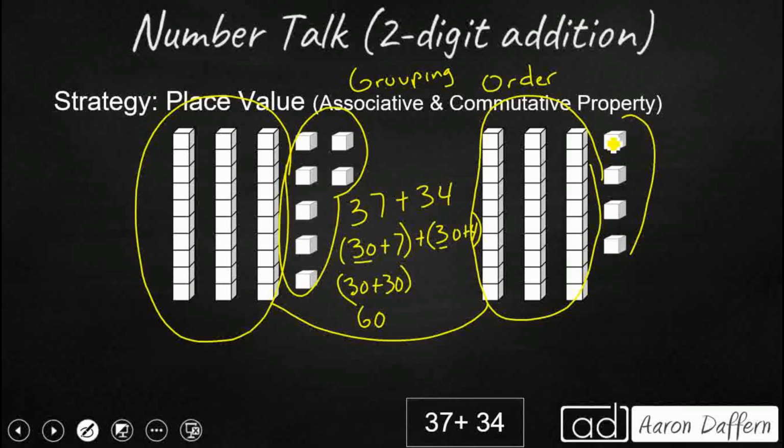Then I'm going to grab what's left over, my 1s. That's my 7 and my 4. I'm going to grab those second. That's a basic fact right there. 7 and 4 is 11. So add those together, 71 once again.